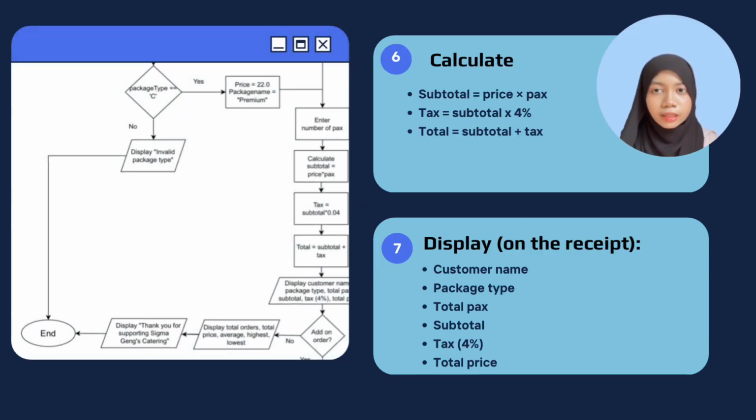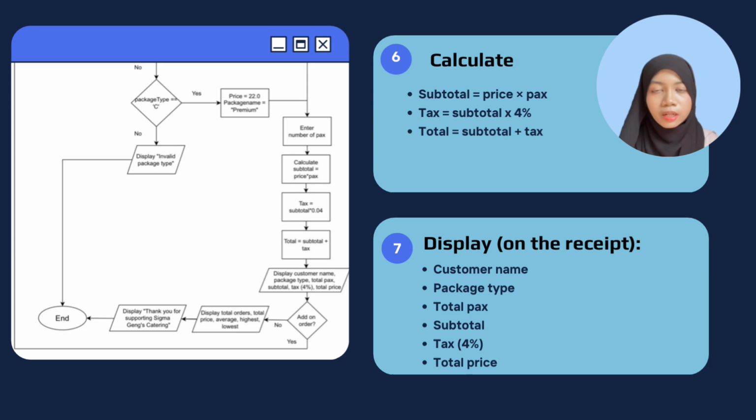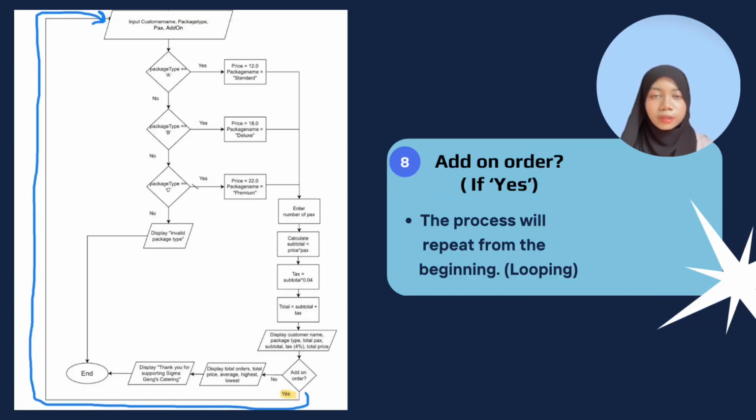Once the selection is ready, the program will continue to calculate the subtotal, tax, and total price using the following formulas. Subtotal is equal to price times pack. Tax is 4% of subtotal. Total is equal to subtotal plus tax. The subtotal, tax, and total price will be displayed along with the customer name, package name, and total packs on the receipt. After that, the program will ask the customer to add an order.